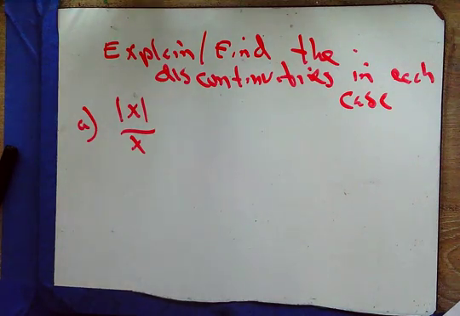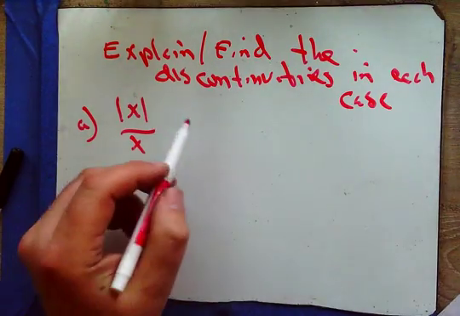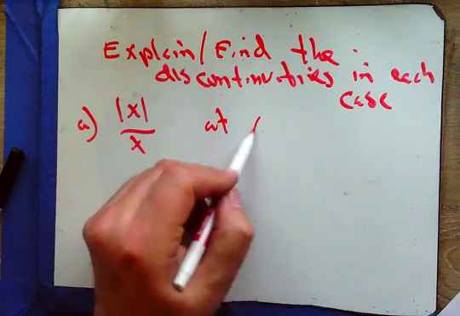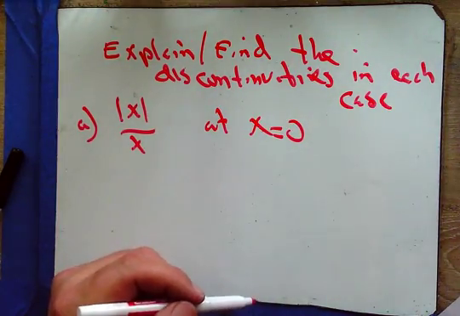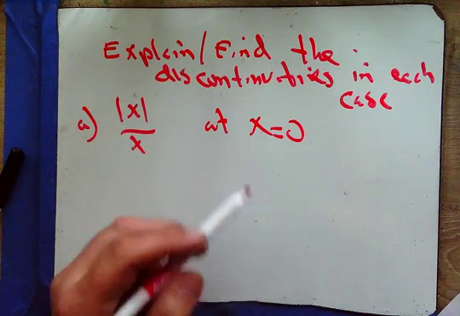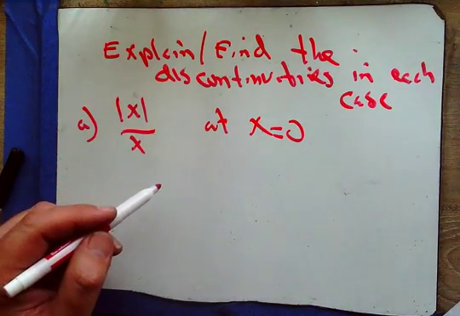So, do we have any points of discontinuity? I would say yes. There's a point of discontinuity at x equals 0. Well, what kind of discontinuity do we have? Is it a vertical asymptote? Well, if I plug a 0 in, I've got 0 over 0, and that's an indeterminate form.